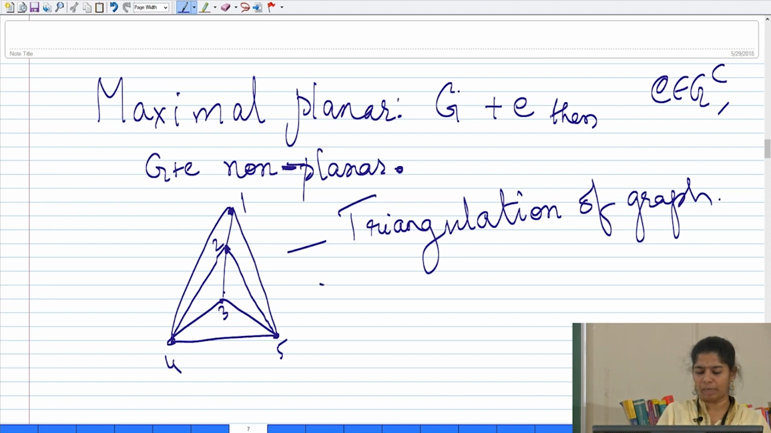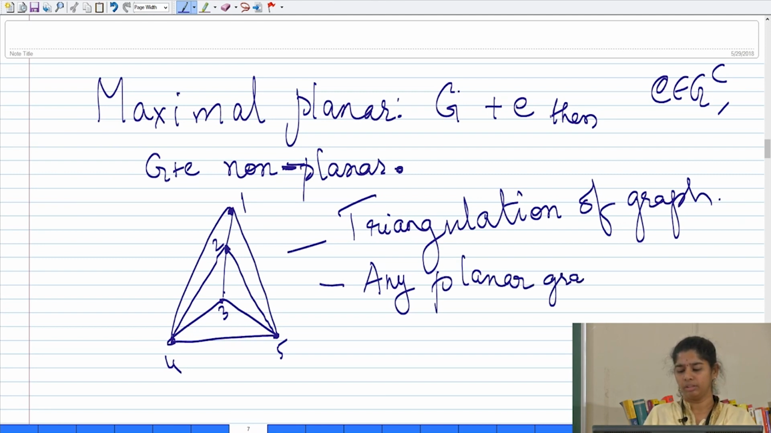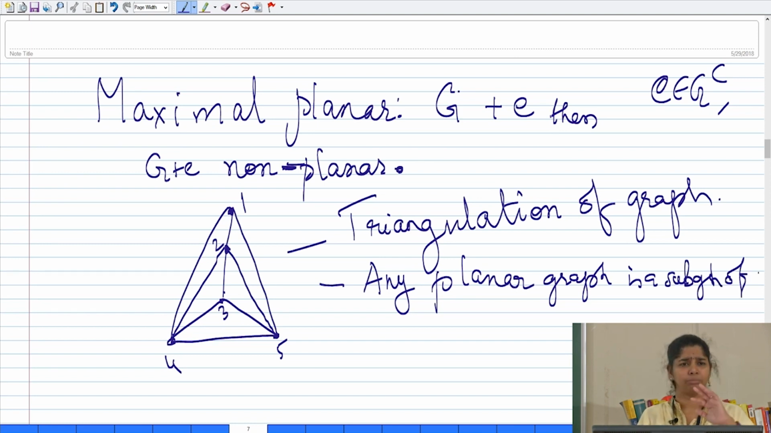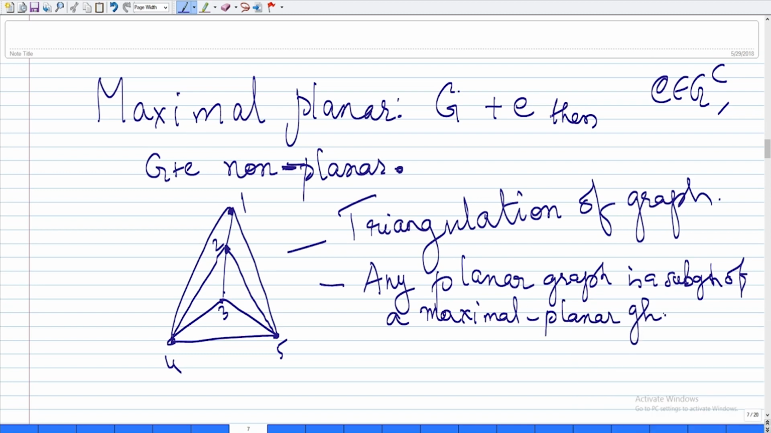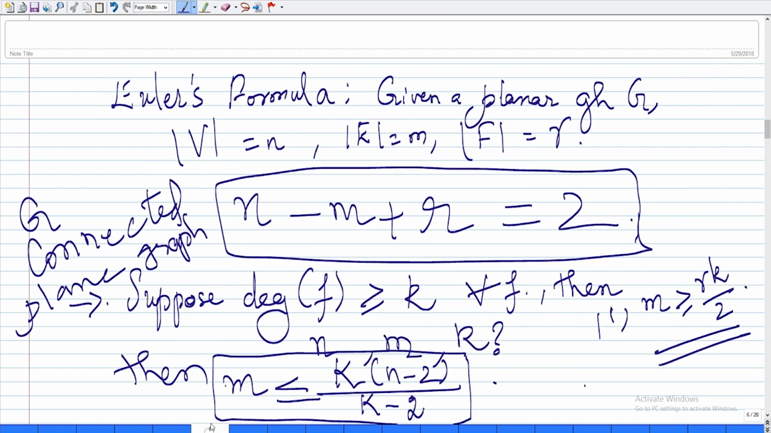So this is one point that we could think of. Any planar graph is a subgraph of some maximal planar graph. It could be anything; as long as you keep adding edges to it, it retains its planarity. And what can we say about this graph further? Anything more can we say? Yes, we can. If you put it back into that formula, m is less than or equal to k times n minus 2 by k minus 2. What is my k here?